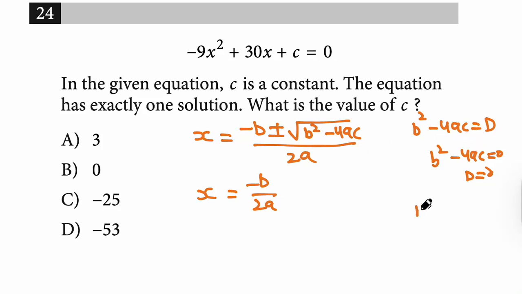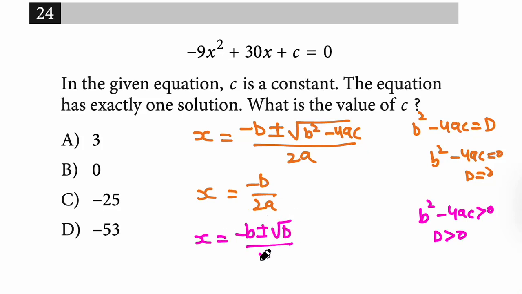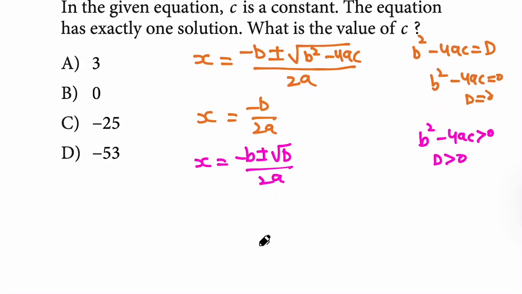Now let's see when b squared minus 4ac is greater than 0. That means it is some positive value, so D is greater than 0. In that case, this will give you two solutions which will be real. So when D is greater than 0, these are real roots, right? Both the roots are real.